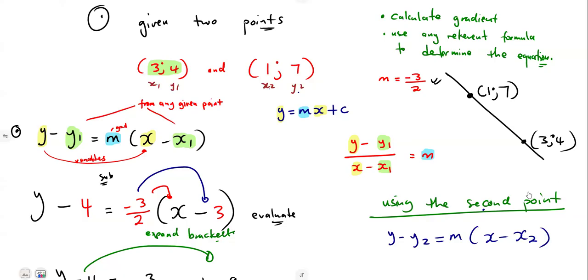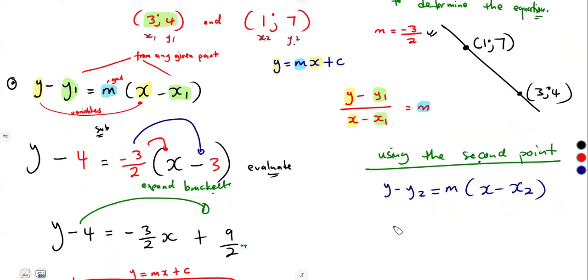So remember, y and x are variables. These ones, we do not have a substitute for that. So that's y minus y2. That is the y value on the second point. This time we are focusing on the second point. The y value is 7.